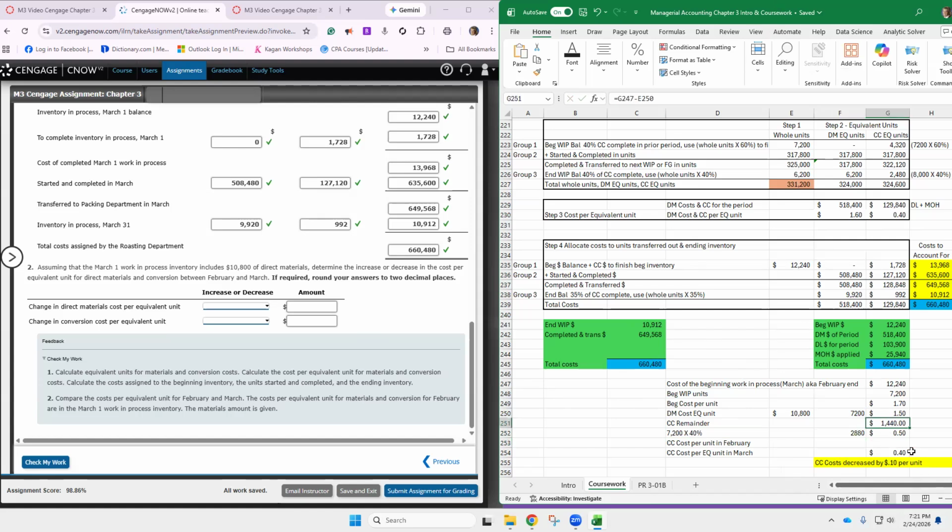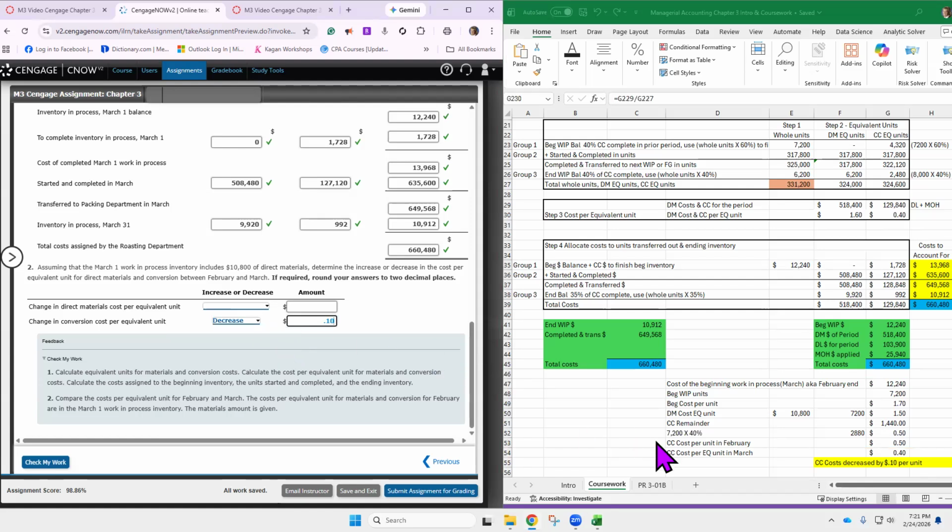I would never ask this on a test. We're going to divide that total by 2,880 units to get 50 cents a unit. All right, so 50 cents is conversion cost, and that is the conversion cost in February. But we calculated the conversion cost for March as 40 cents. So our conversion cost has actually decreased, and it's by 10 cents a unit.